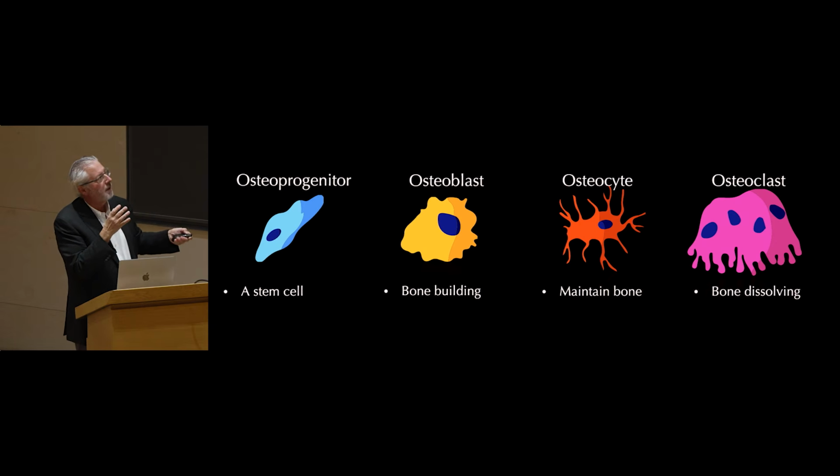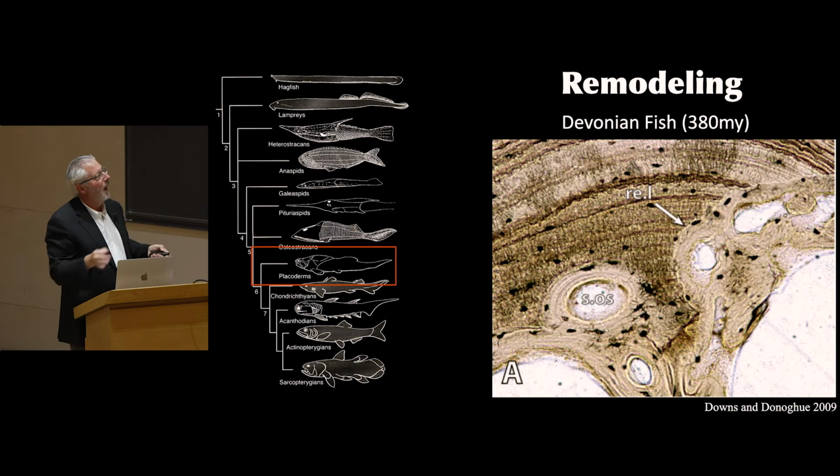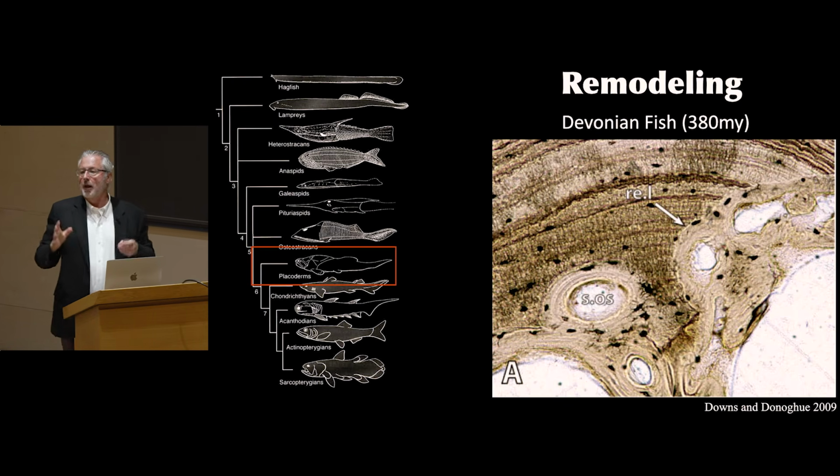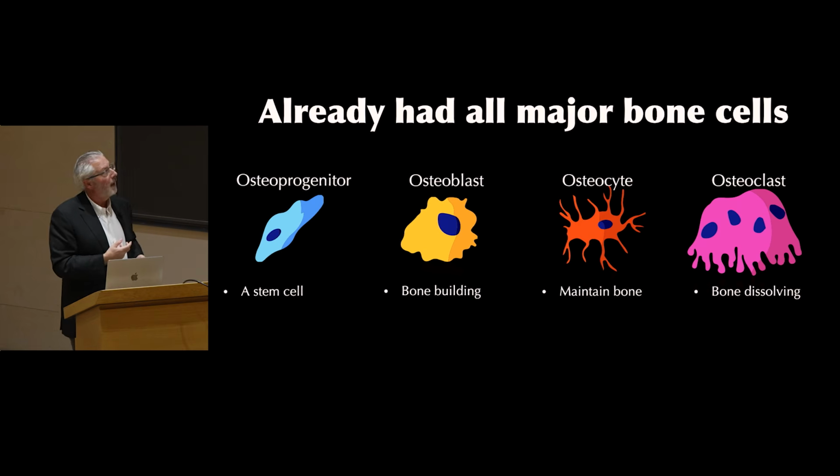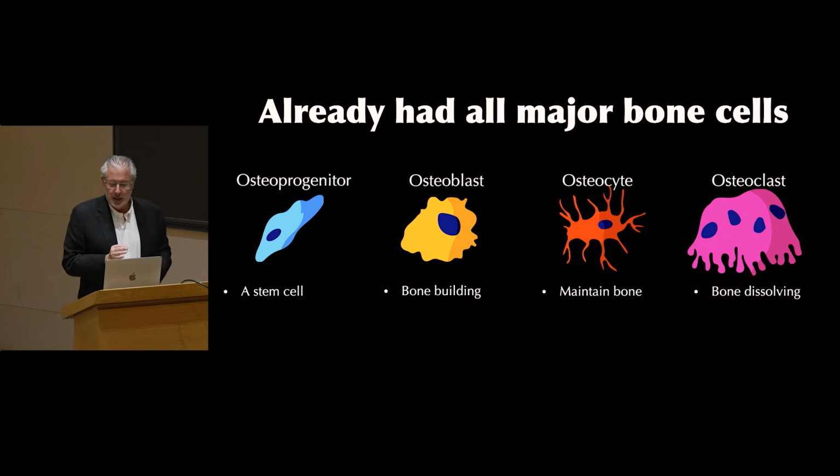We had signs of cutting here from the osteoclast. We had signs of bone deposition, formation, the osteoblast. And we have lacunae, those spaces. Those are the spaces that in any other vertebrate bone, osteocytes sit in, and these are the ones that maintain bone. And all that is seen here in this 380 million year old fossil fish. So the whole system is already established. So it already had all major bone cells by 380 million years ago.